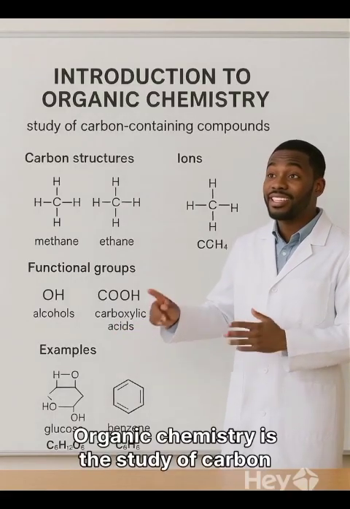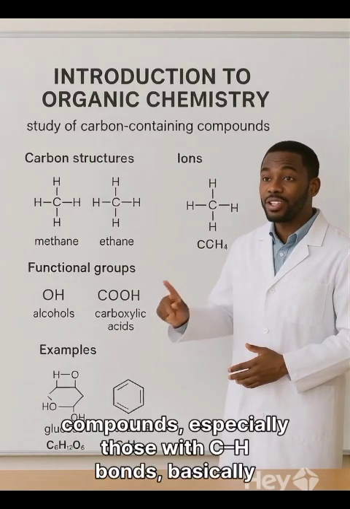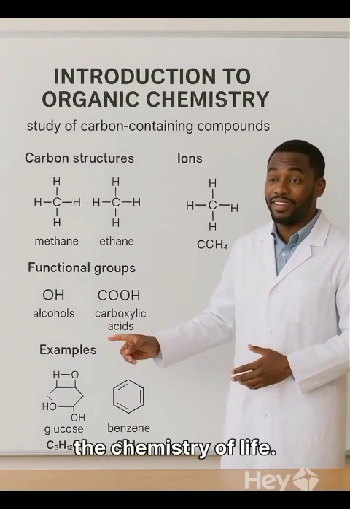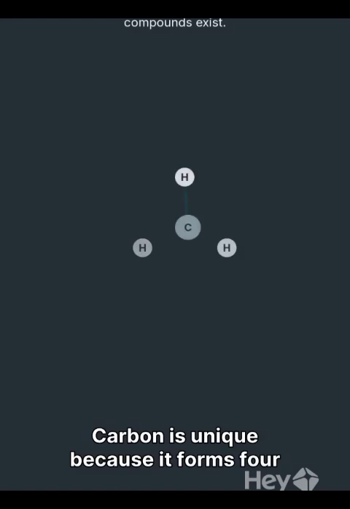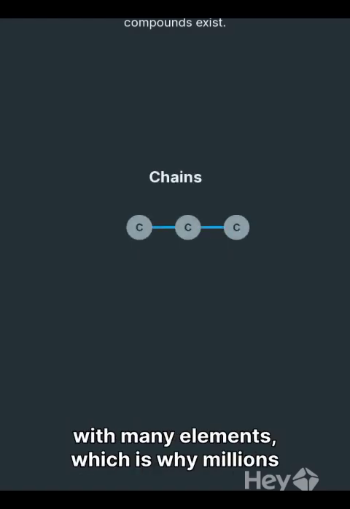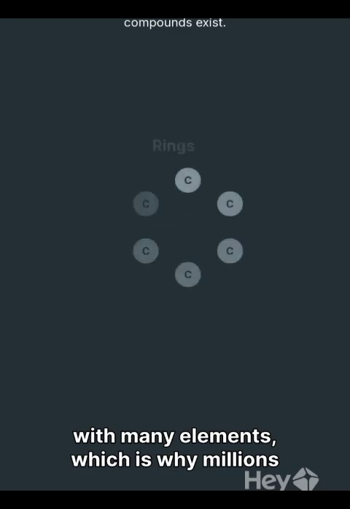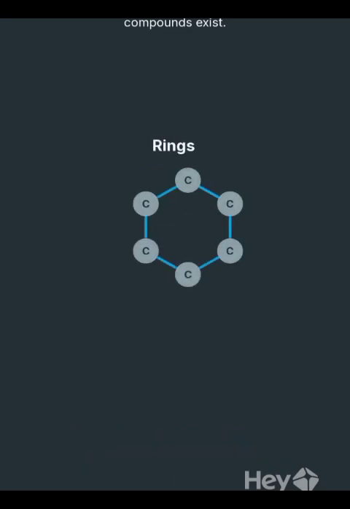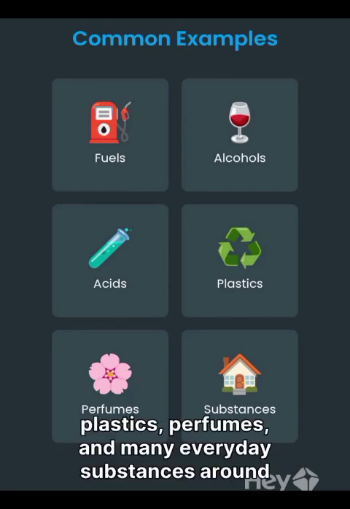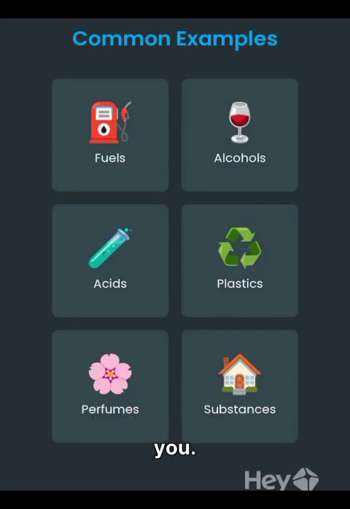Organic chemistry is the study of carbon compounds, especially those with C-H bonds, basically the chemistry of life. Carbon is unique because it forms 4 bonds, creates chains and rings, and connects with many elements, which is why millions of organic compounds exist. Examples include fuels like petrol, alcohols, acids, plastics, perfumes, and many everyday substances around you.